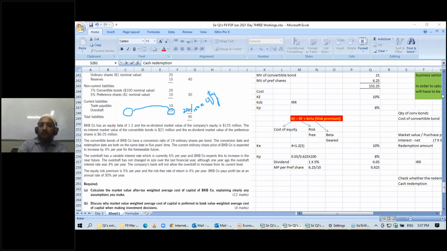Please note a few things from the question, that the current ordinary share price of BKB company is expected to increase by 4% per year for the foreseeable future. This means that for the 5 years, the price will keep increasing, and the bond is going to be converted into 19 ordinary shares per bond. So this is the conversion ratio. And the conversion date is going to be same as the redemption date.